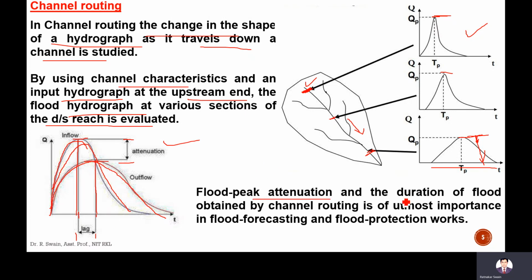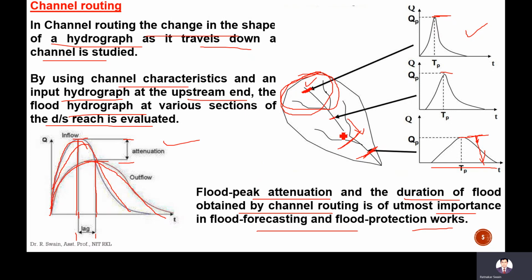Flood peak attenuation and the duration of flood obtained by channel routing is utmost important in flood forecasting and flood protection works. Whenever heavy rainfall occurs in the upstream region of the watershed, how do we know the discharge, when the peak will come, and what will be the value of the peak discharge at this section or the other downstream sections, so that we can prepare for our flood management? We can prepare for rehabilitation or displacing people. The flood management we can do.